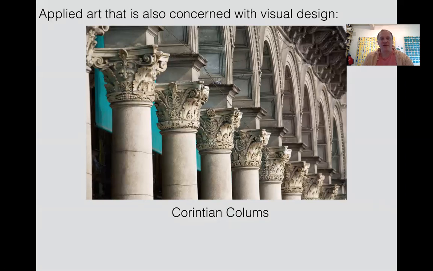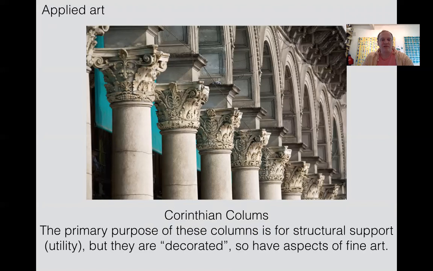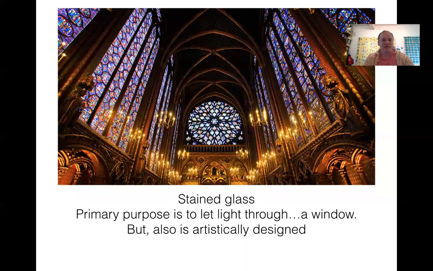Here's an interesting example of applied art that's also concerned with visual design. These are Corinthian columns, and their primary purpose is for structural support, so utility, but they're also decorated, so they've got these aspects of fine art. Stained glass windows as well. Their primary purpose is to let light in, but they've been decorated, so artistically designed.